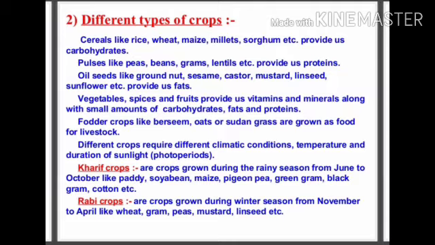There are two main types of crops: kharif crops, those which are grown in June and harvested in October, like paddy and maize in our valley. And another is rabi crops, which are grown during winters from November and harvested in April, like mustard, pea plant. These are the two types of crops: kharif crops and rabi crops.